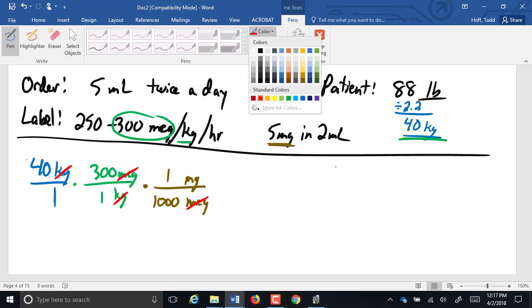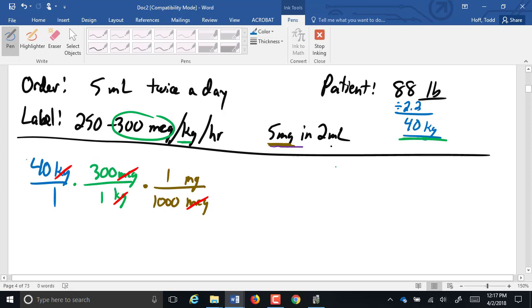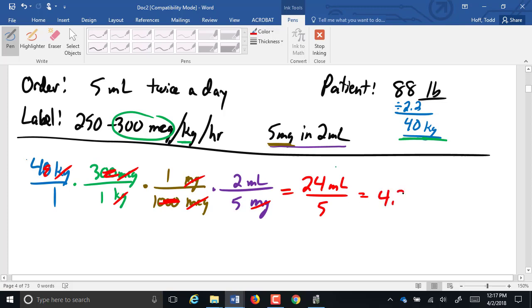Now, we're going to get rid of our milligrams and go to milliliters right here. We've got 5 milligrams is equivalent to 2 milliliters. So the milligrams have canceled out, and we are now in milliliters. Now, I'm going to cancel out 3 zeros here and 3 zeros on top to make this easier. So I have 4 times 3 is 12, times 1 is 12, times 2 is 24 milliliters. 1 times 1 times 5 is 5. That divides out to be 4.8 milliliters.